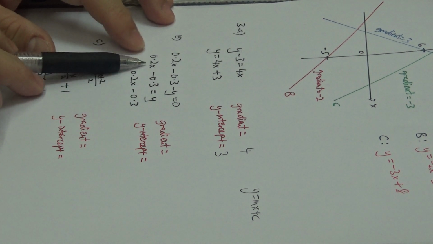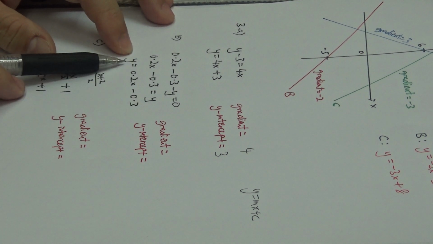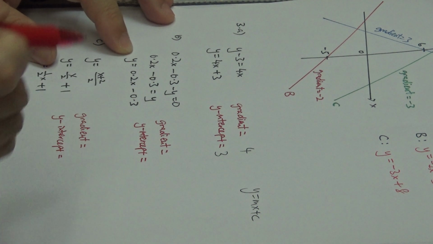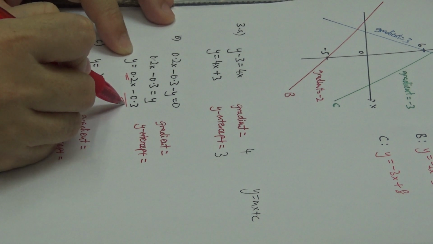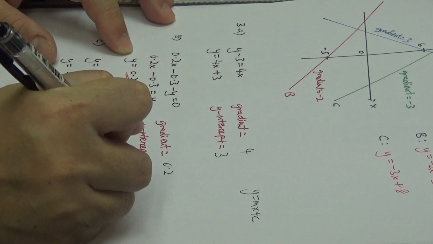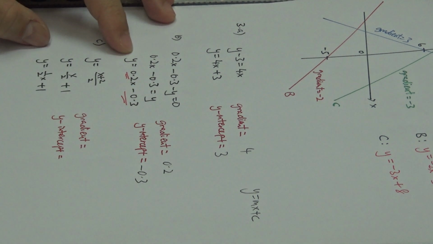Likewise for part B, I have to do a rewrite again. So as you can see, this is the gradient and this is the y-intercept. So we have gradient as 0.2 and y-intercept as negative 0.3.